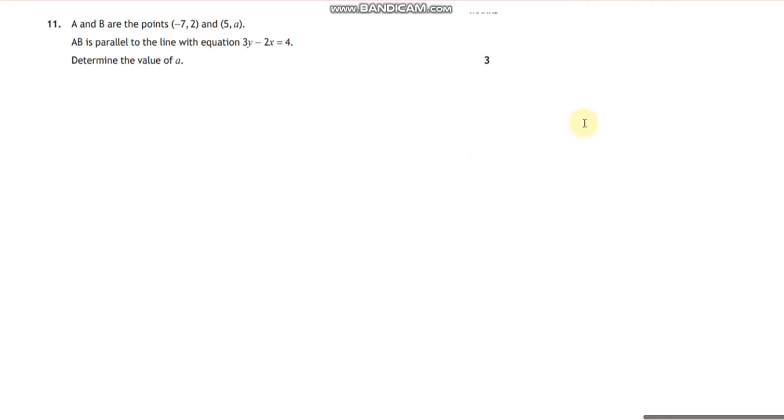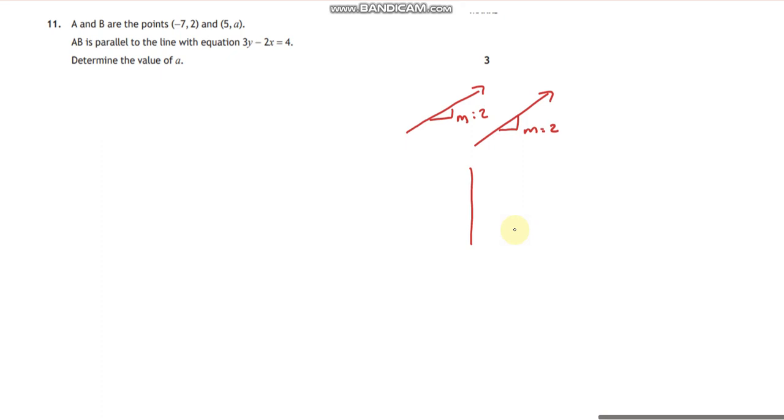Okay, so question 11, quite nice. Determine the value of A. So you've given 2 points and you've got an equation, determine the value of A. So we should all know that parallel lines have got the same gradient. So that might be m is 2 if they're parallel. This would be m is 2.